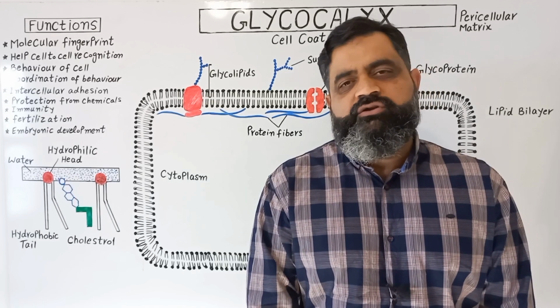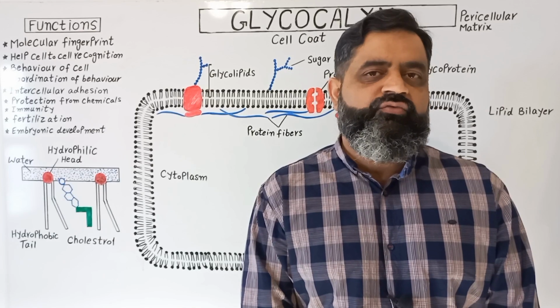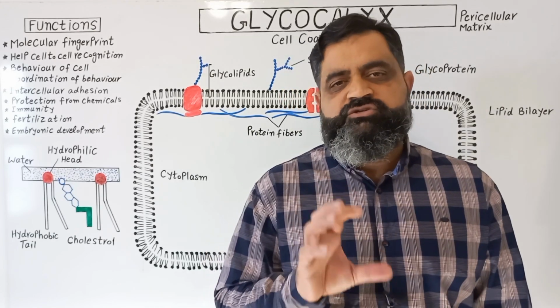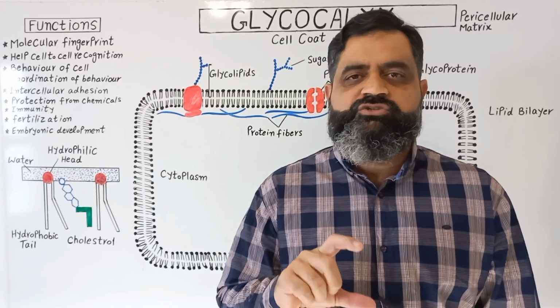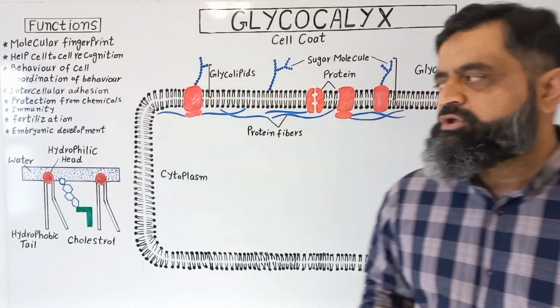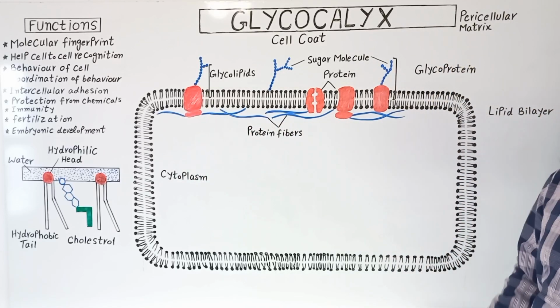In this video lecture, we are going to discuss the structure and function of glycocalyx. So first of all, to study the structure and function of glycocalyx, we have to look at the structure of a plasma membrane of a cell. So I already made a diagram for you. Suppose this is a cell of the body of an animal cell or a plant cell.